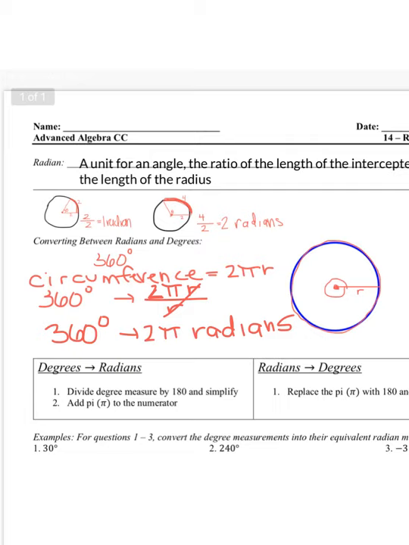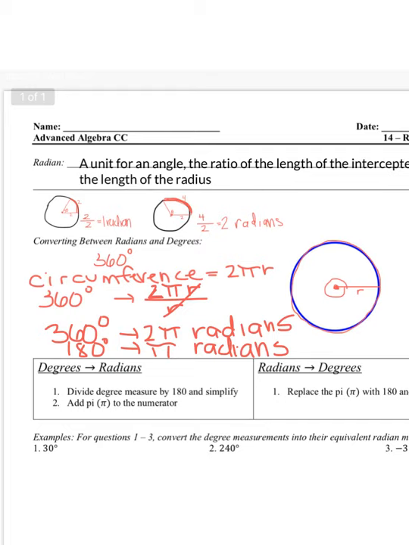Okay, that's really one of the most important ones that you should know. 360 degrees is 2 pi radians. If you were to divide each of those by 2, that means another important one is that 180 degrees is 1 pi, or just pi, radians. Remember, pi is 3.1415, blah, blah, blah.